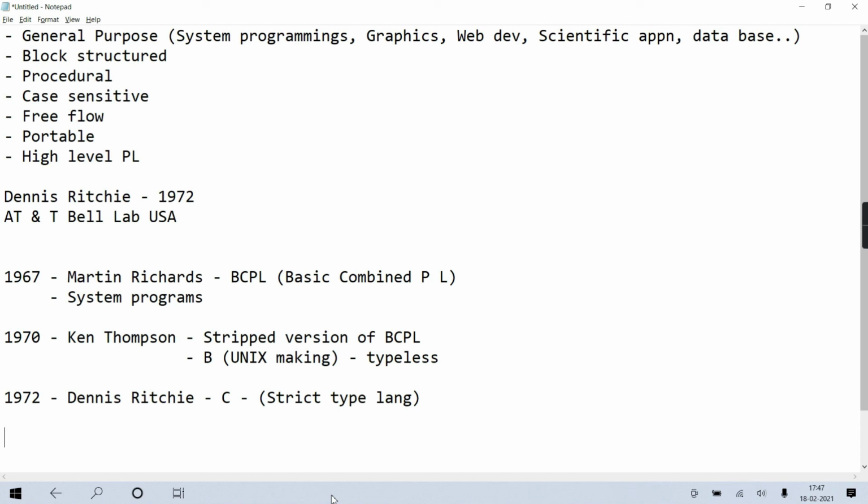So in 1972, Dennis Ritchie invented C, which is a strict type language derived from BCPL, and the very powerful thing which was made from C is the Unix OS. Getting? A multi-user operating system, the most powerful operating system, developed in C, called Unix. Getting? So till 1972, I hope you got it.